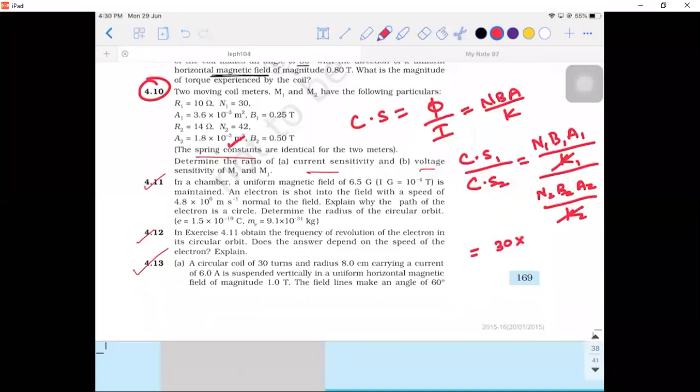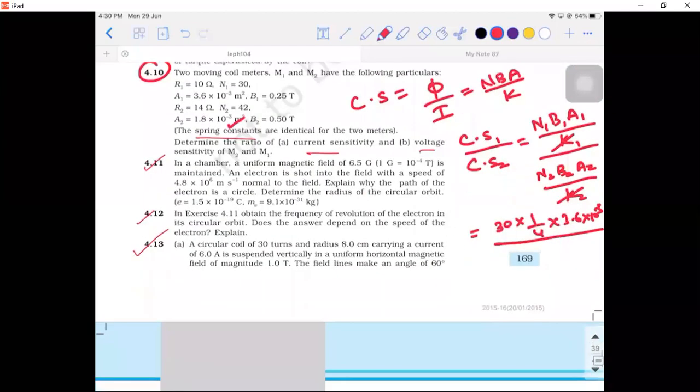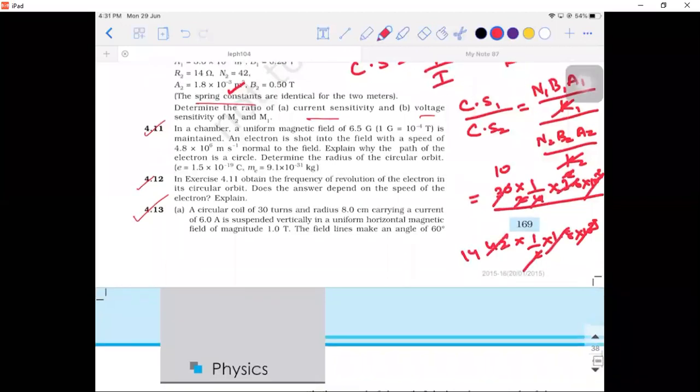30 into B1 is how much? 0.25, that is 1 by 4, into A1, which is 3.6 into 10 power minus 3, the whole divided by N2. N2 is how much? 42. Sorry, N2 is 42 into 1 by 2 into 1.8 into 10 power minus 3. This and this will get cancelled. It will go 2 times, so this will also go 2 times. This and this will get cancelled. 30 is 10 divided by 14, so it is going to be 5 divided by 7.